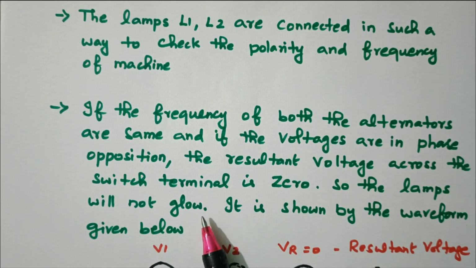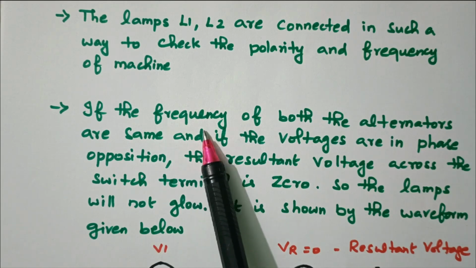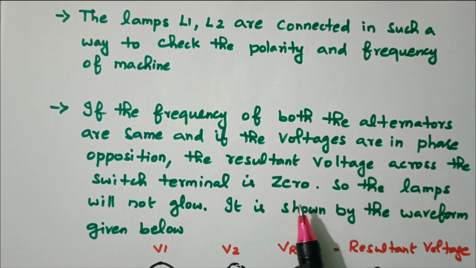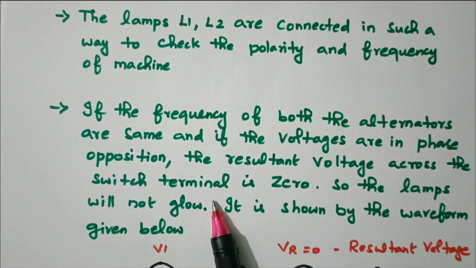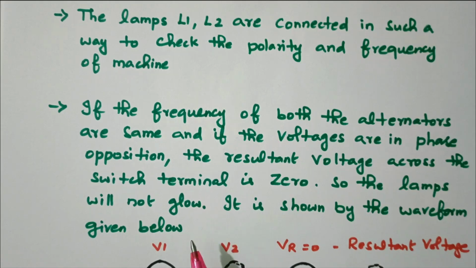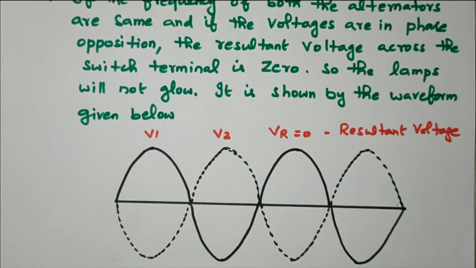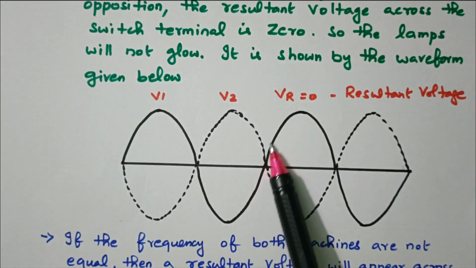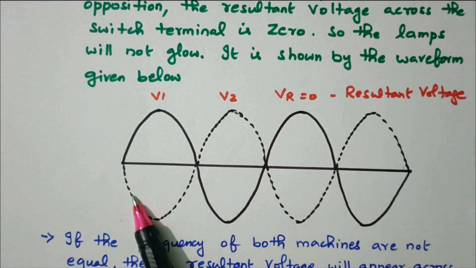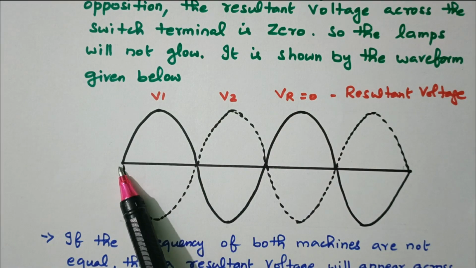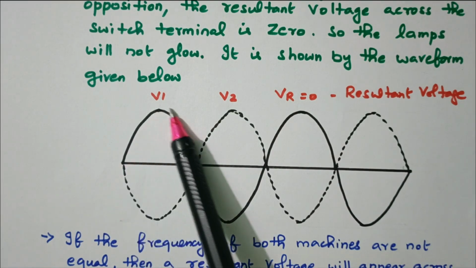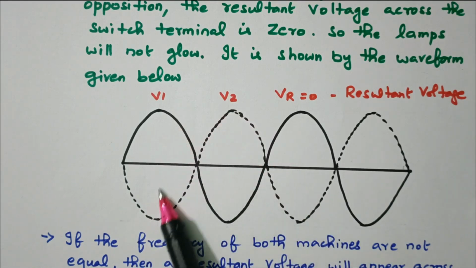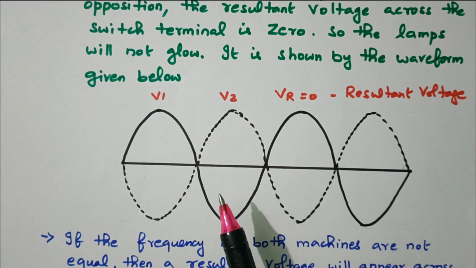Both the voltages are opposing, but the frequency is equal. So the resultant voltage is 0, and the lamp will not glow. That can be verified with this waveform. This is the voltage V1. The voltage V2 is given by the dotted lines. See, this is completely opposing. This is the positive cycle, this is the negative cycle. It's completely opposing, so the resultant voltage will be 0.